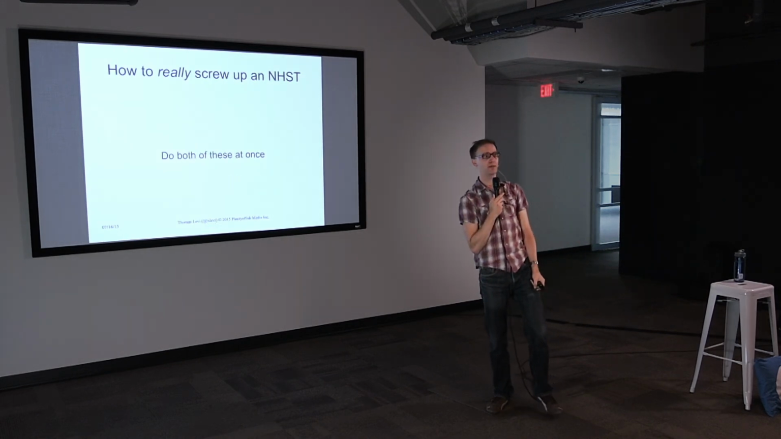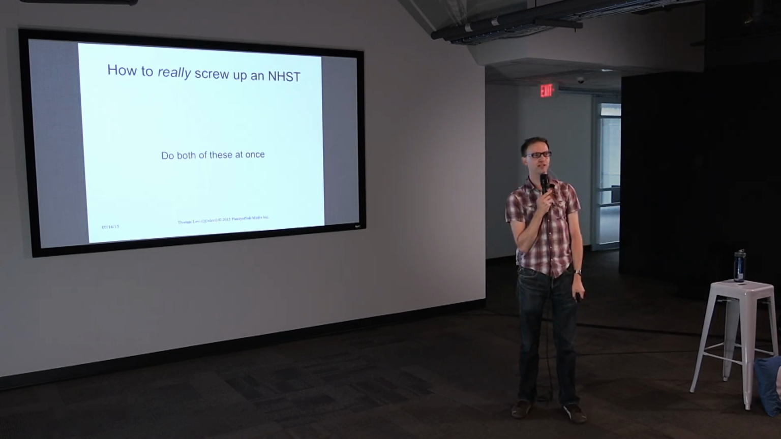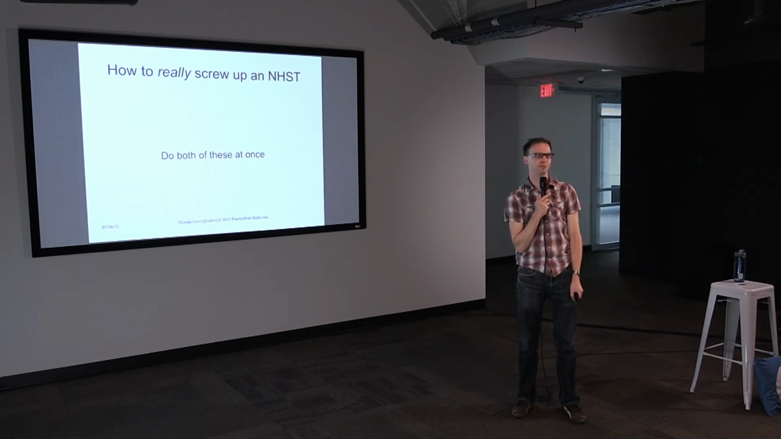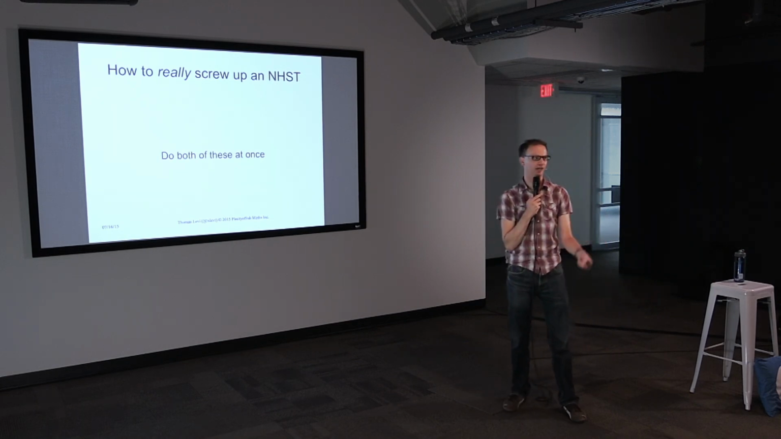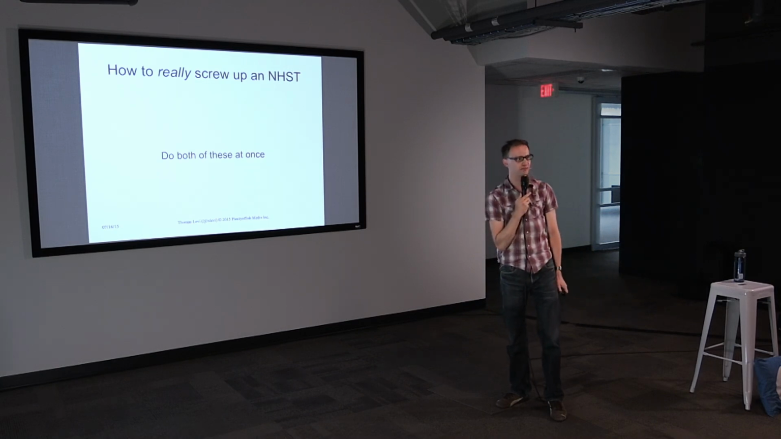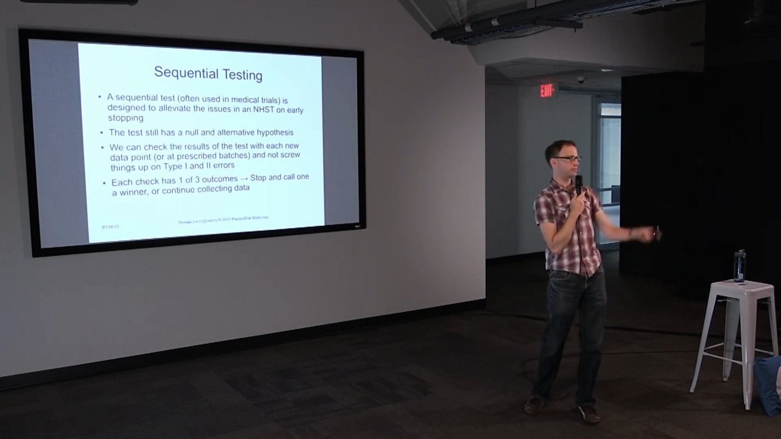To really screw up a null hypothesis test, do both, right? Run 27 variants, don't account for it, and check every data point whether or not you have a significant result. Sure, you can do that. And there are a lot of online calculators and things like that that do it. You will kill yourself. Don't do it. Okay, so let's move on.